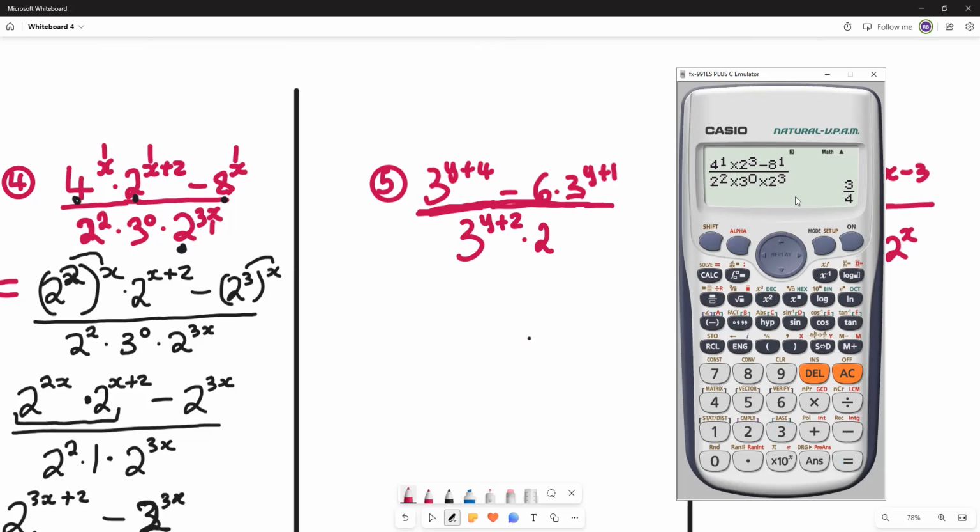So I showed you how to test your solutions for exponential expressions. This testing method works for all types of exponential expressions. You can use it to test if your solution is correct. Thank you. Let's now go to number 5.